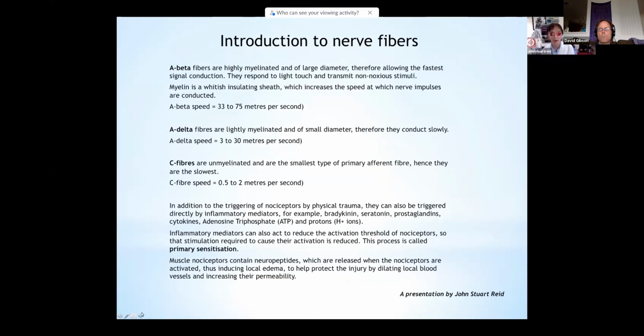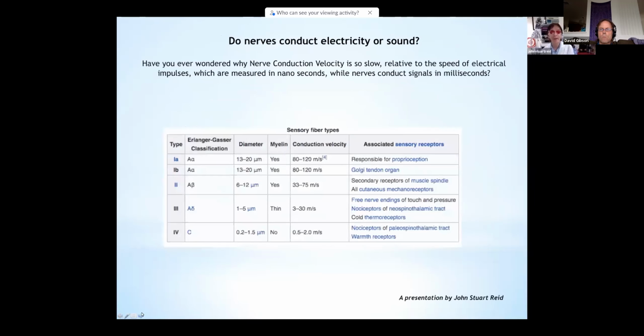And I also should mention that pain can be mediated by other means, which we'll get to in a moment or two. This is a really interesting aspect to the conduction of nerves. Do nerves conduct electricity or sound? I think everyone would immediately say, oh, they conduct electricity. But in fact, the opposite has been found to be true.